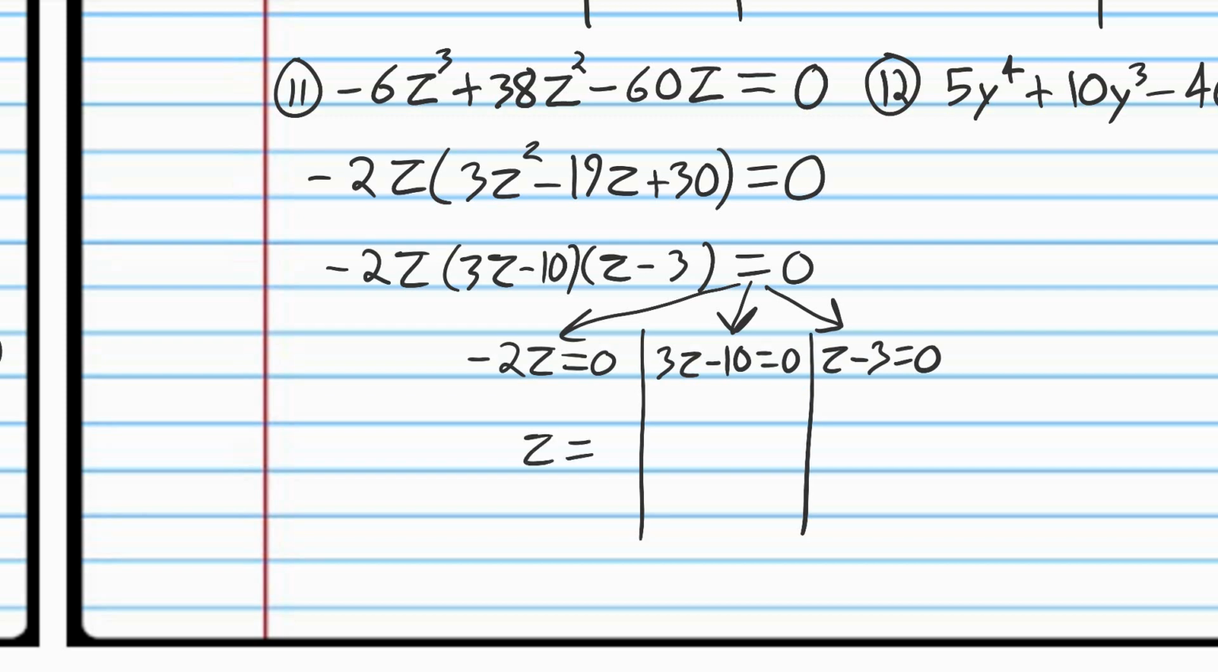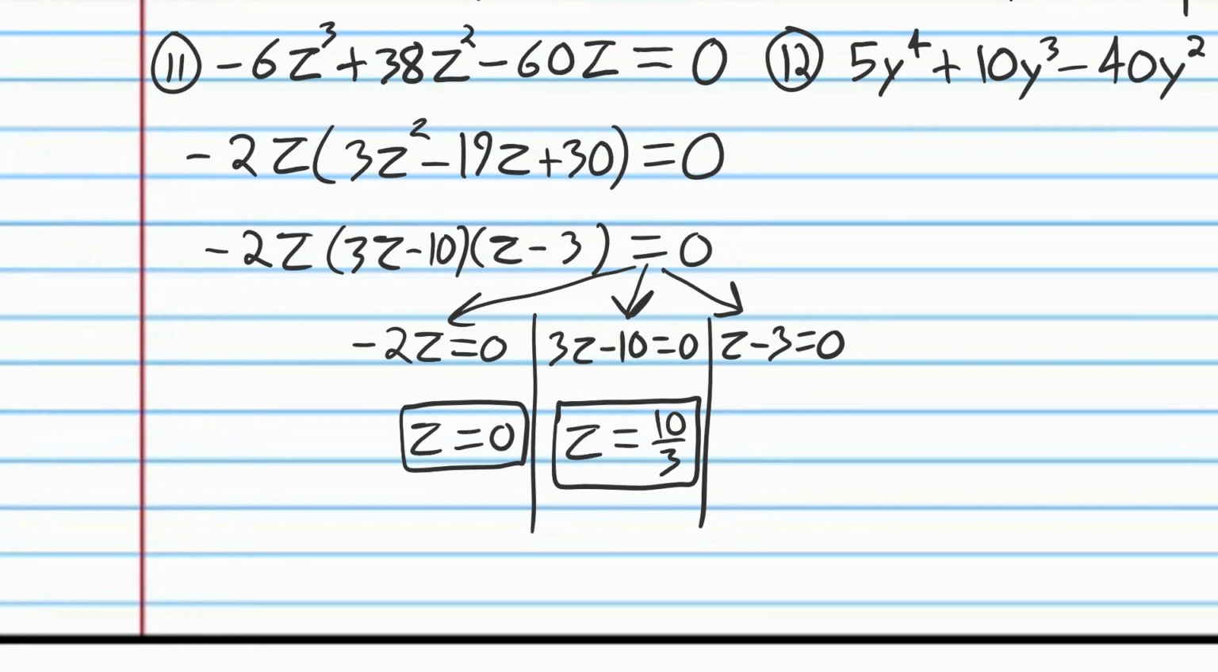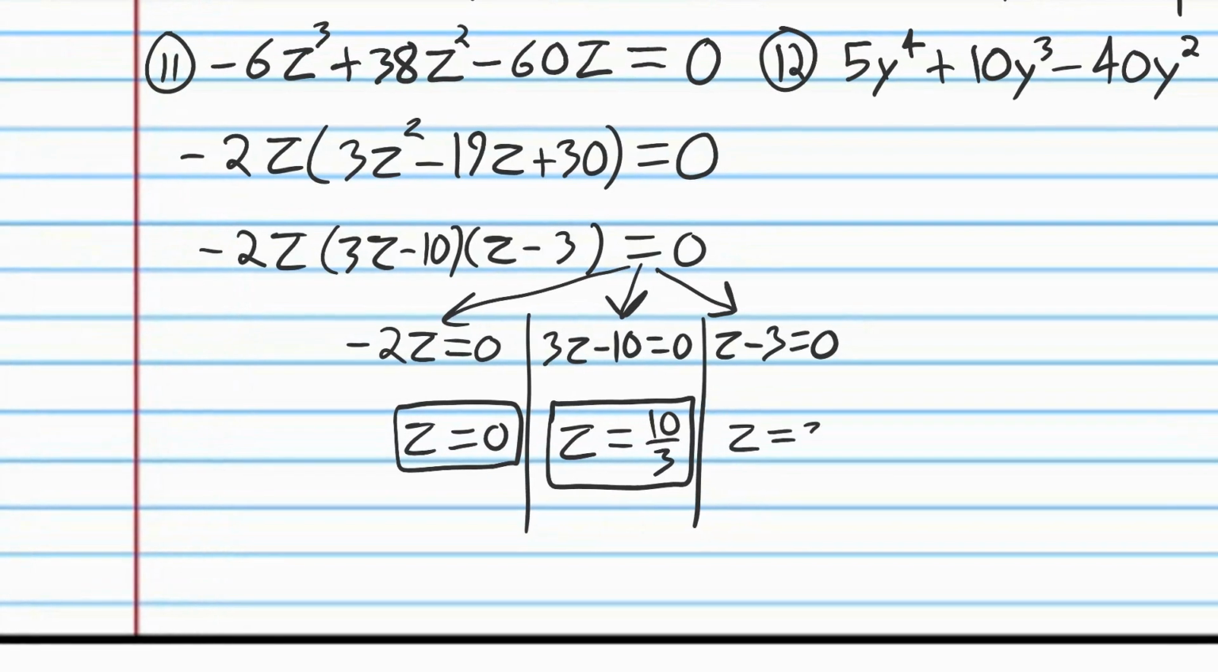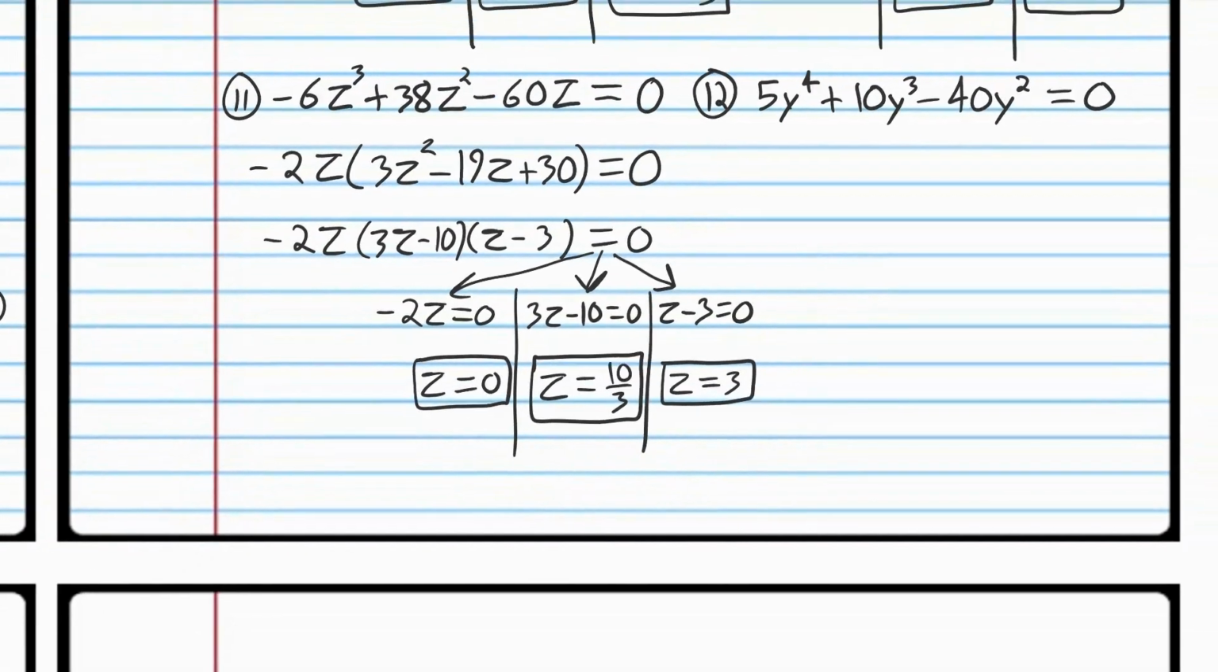So z is equal to 0. Doesn't matter what that monomial looks like. As long as it has a variable, one of the answers is going to be 0. And a two-step problem, so we end up with z is equal to 10 over 3, and z is equal to 3. So if you got those answers, good job.